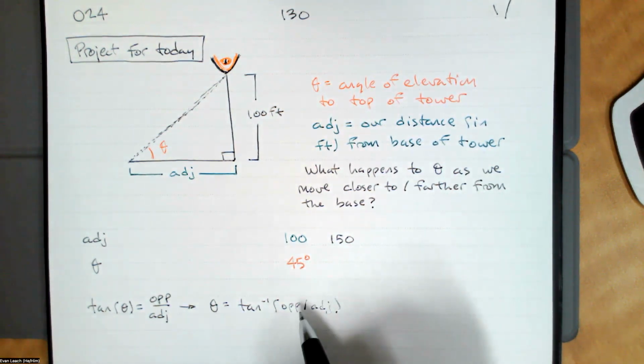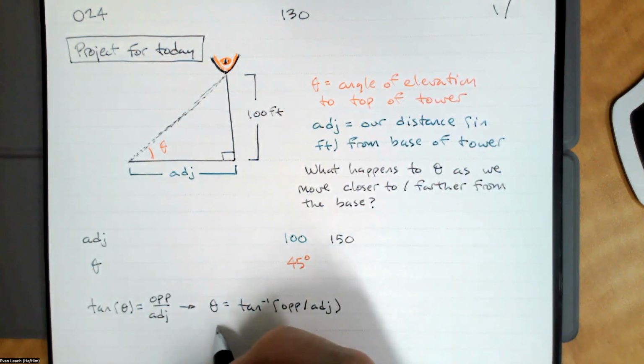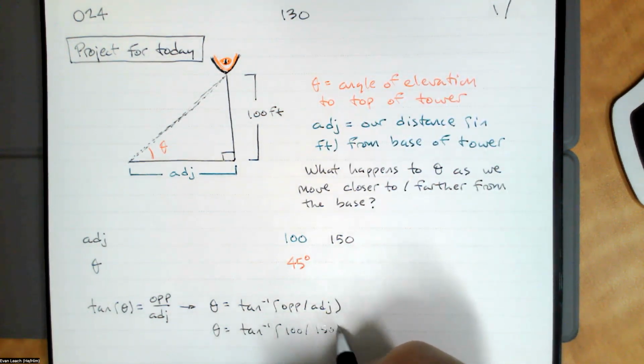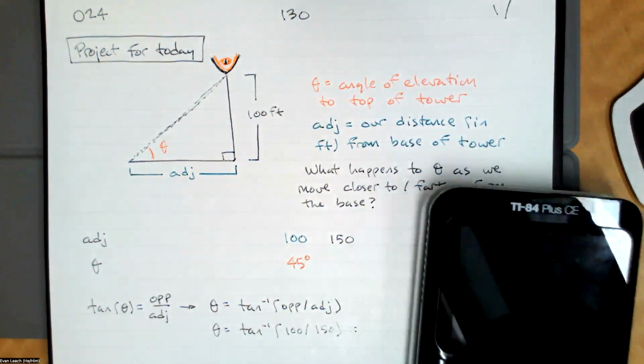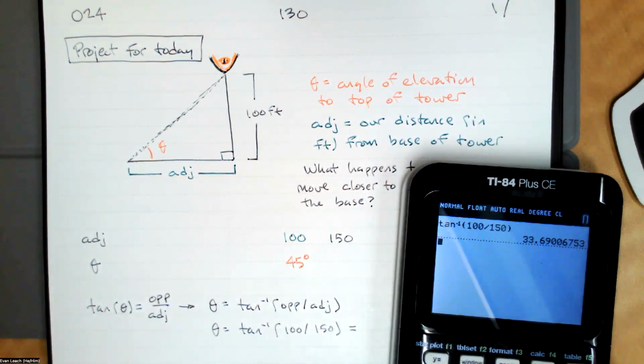What we're going to do is fix our opposite at 100 and modify our adjacent to different values and just use that to calculate a bunch of thetas. So for 150, our theta is going to be tangent inverse of opposite 100 over adjacent 150. We'll grab our calculating machines, and we'll do a tangent inverse of 100 over 150. So our angle decreased down to, we'll call it, 34 degrees. We'll round to the nearest degree.